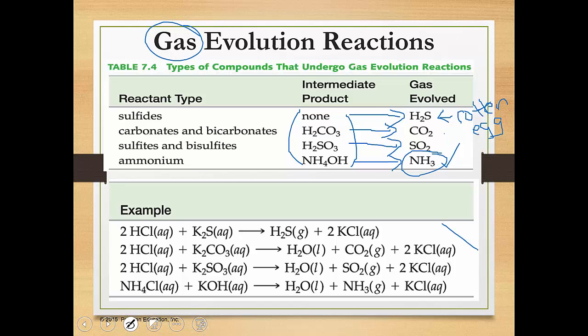But anyway, here are some examples of reactions that evolve gas. Just notice that you have something coming out as a gas in each one. I'm not going to ask you to predict these or even necessarily memorize the types of compounds that undergo them, but if you're given a group of reactions, you do need to be able to look at those reactions and identify what you're looking at as precipitation or acid-base, or in this case, gas evolution. So a gas is being evolved from these reactions.